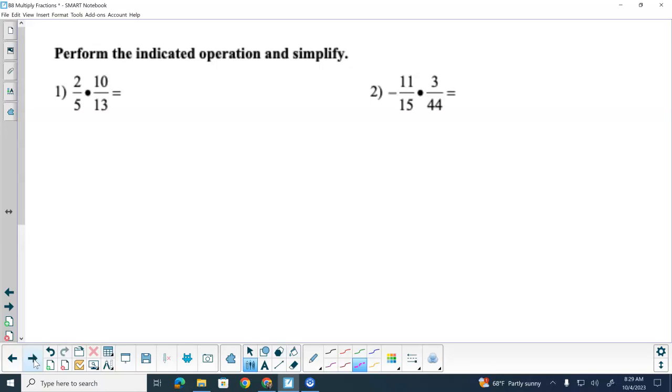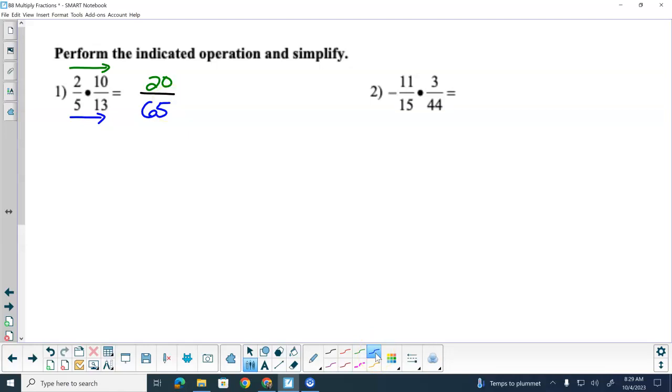So we're going to multiply across. 2 times 10 is 20, over 5 times 13, 65. This is why we've got those multiplication charts out with us. So we've got 20 over 65.